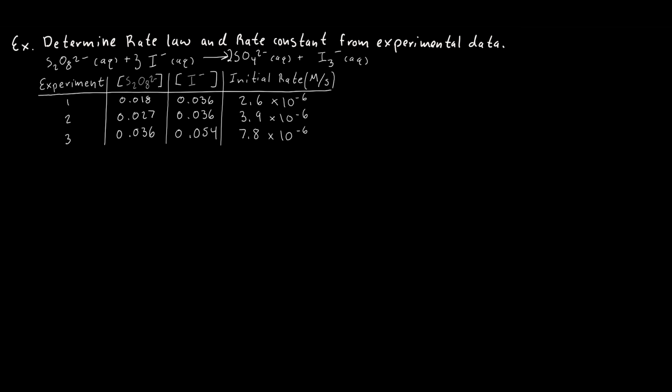Here's another example. You can pause the video to try to solve it on your own. So we're going to solve this similarly to the last problem. First, we're going to try to find two experiments where the concentrations are held constant. So it looks like for I minus in experiments 1 and 2, it's held constant at 0.036 molar. So then we find the larger initial rate, which looks like experiment 2, and put that on the top of our fraction.